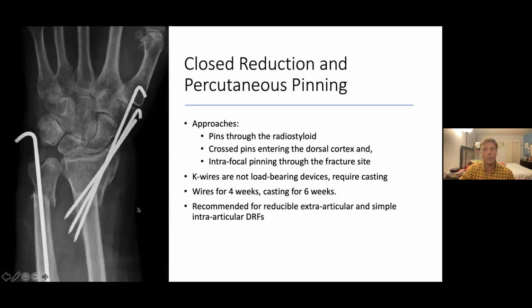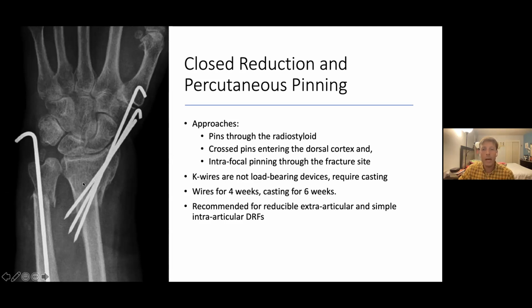So our next topic is closed reduction with percutaneous pinning. The various approaches that they talked about were pins through the radial styloid, cross pins entering the dorsal cortex, and intrafocal pinning through the fracture site. The X-ray on the left came from the study, showing one of the patients that had pinning through the radius and the ulna.